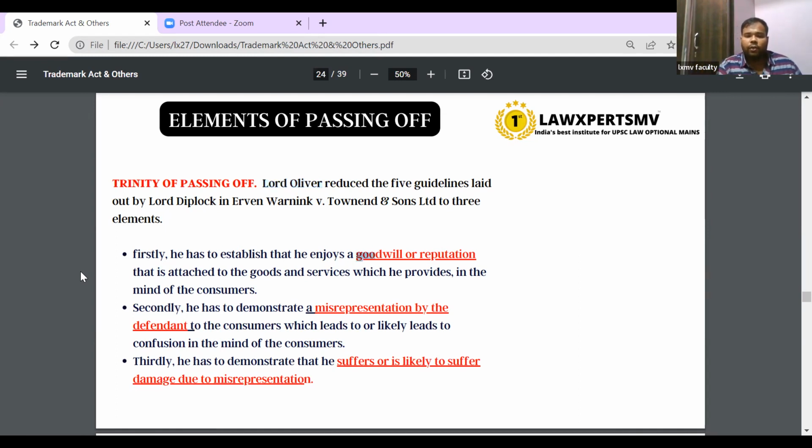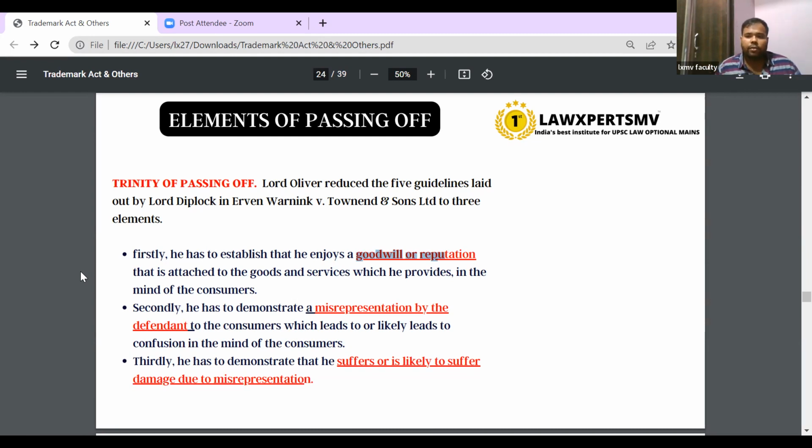First thing is that you have to establish that the actual owner who is coming to the court and seeking the passing off action has some goodwill or reputation over that product. Secondly, he has to say that another person has misrepresented your goods. And thirdly, you have to say that this other person, by using my trade name or my brand name, has resulted in some damages for me.